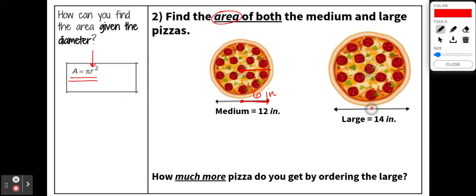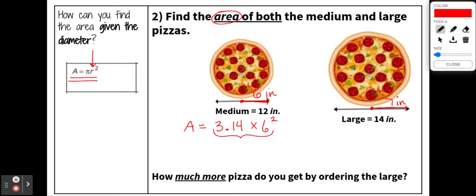And then here, halfway across the pizza, the radius would be 7 inches. So we're going to need the radius for finding the area because that's part of the formula. So we found the radius first. Now we're ready to do this. Okay, so let's find the medium here. We got area equals 3.14 times the radius squared, and the radius is 6, so 6 squared.